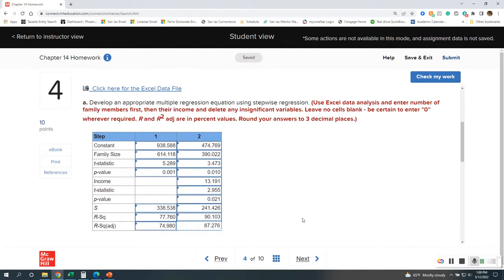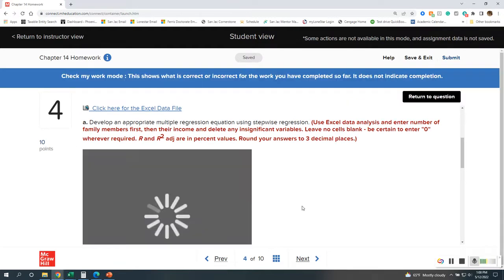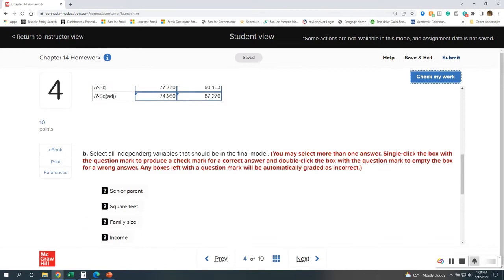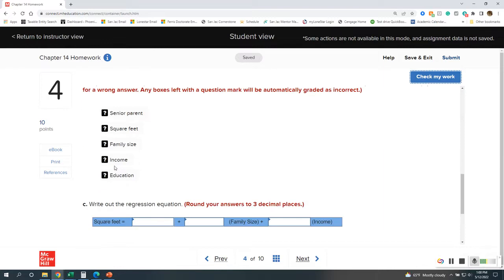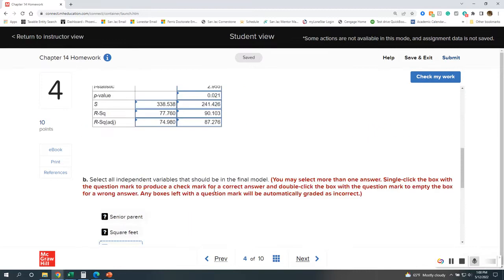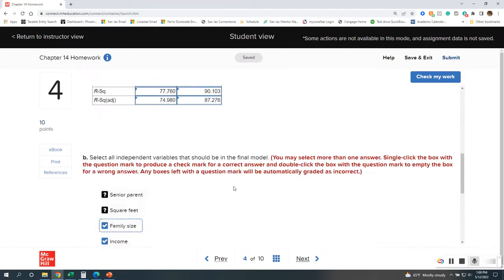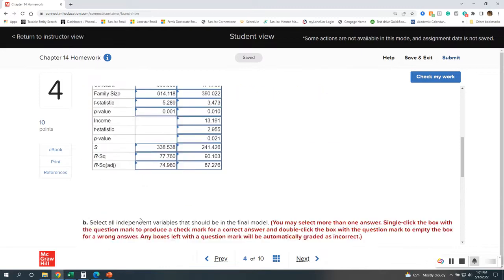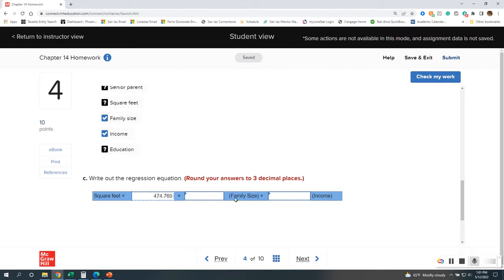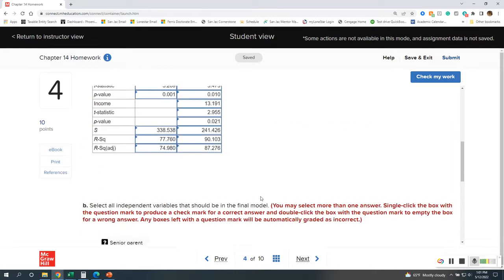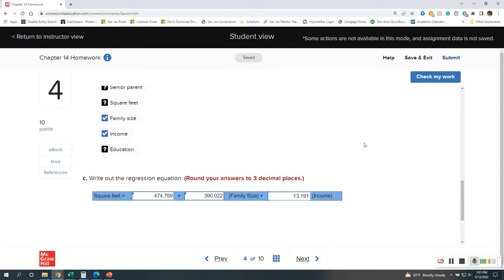It takes a little bit to get to the multiple regression, but we're gonna hit check and notice that they're all green. Yay! Makes life a little bit easier. Now, select all the independent variables that should be in the final model. We only did income and family size. The rest do not get checked. Here they are. Write out the regression equation. Okay, so square feet should be 474.769. Family size is going to be 390.022, and income is 13.191. Notice that does take off from the final form. That's number 2. And you can hit check.